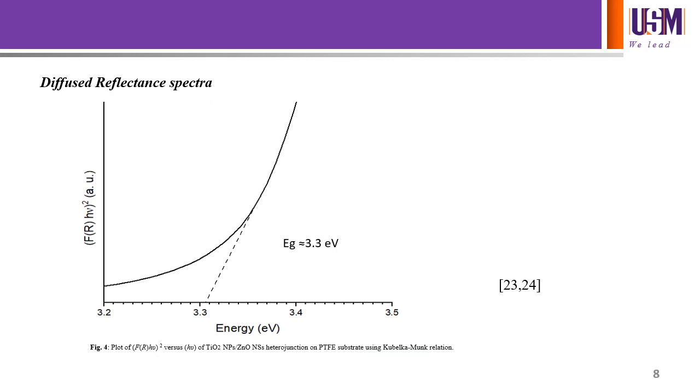Diffused reflectance spectra. Figure 4 elucidates the plot of the UV visible diffused reflectance spectra for the synthesized heterojunction on a PTFE substrate, which was calculated by the Kubelka-Munk relation. It was found that the energy band gap of the sample has a value of 3.3 electron volt. This value is in between the typical band gap energy of titanium dioxide and zinc oxide.